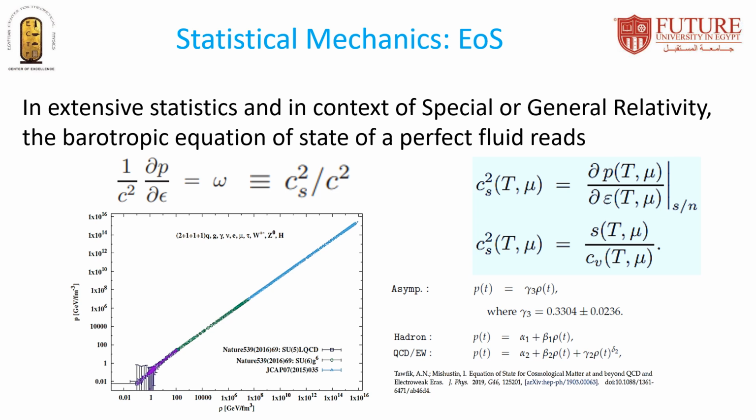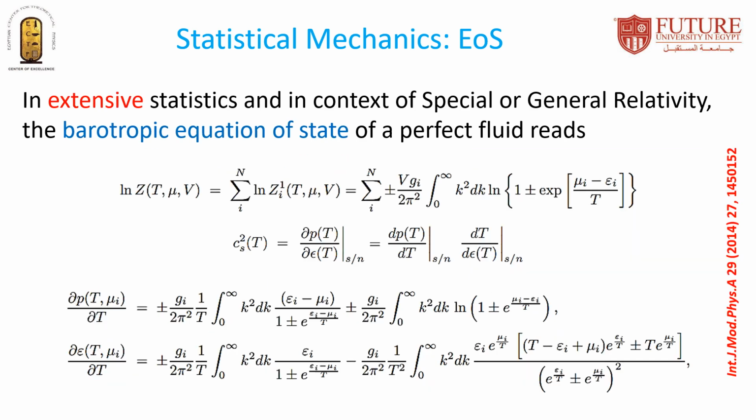If you don't like this, because in this you have to assume a constant entropy over n, you can also deal with the squared speed of sound as a ratio of the entropy to the specific heat. And I have shown you this result.